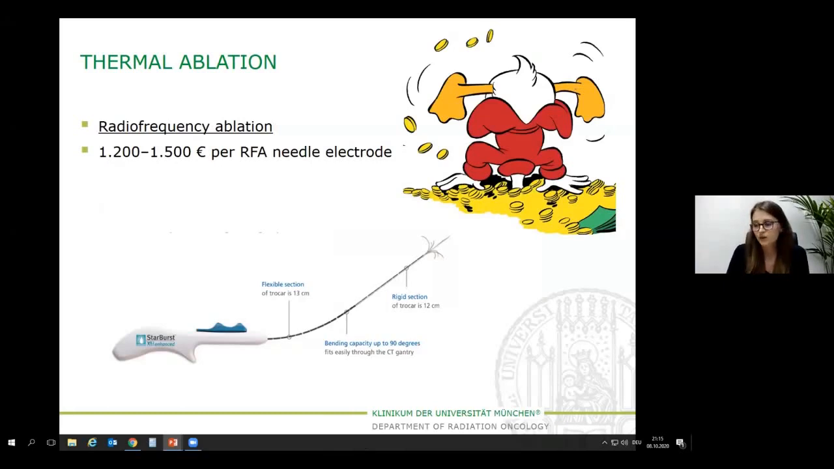Another point which you really have to think of is that with radiofrequency ablation, the needles are really expensive. One of these needles costs in Europe, here in Germany, 1,200 to 1,500 euro per needle. So that's also a point that you have to keep in mind.